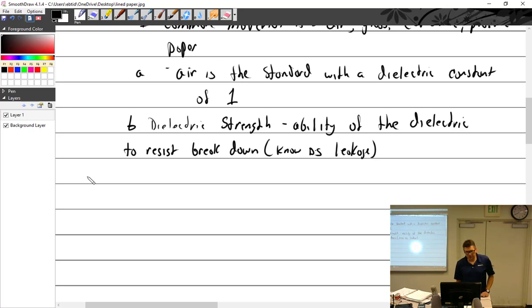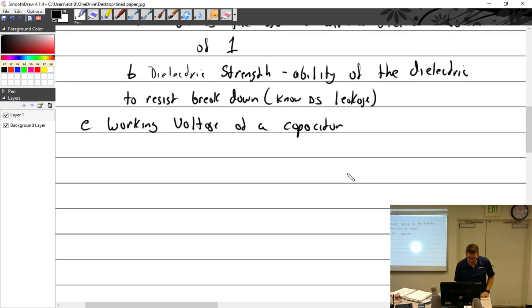The working voltage of a capacitor. This is a Q&A question? It is. I thought so. Like, why would I put this in here? Because it's a Q&A question.